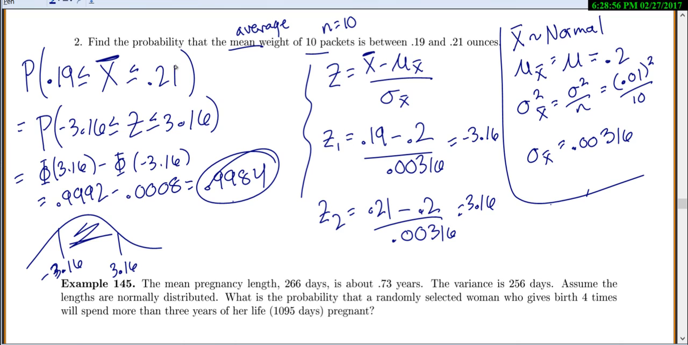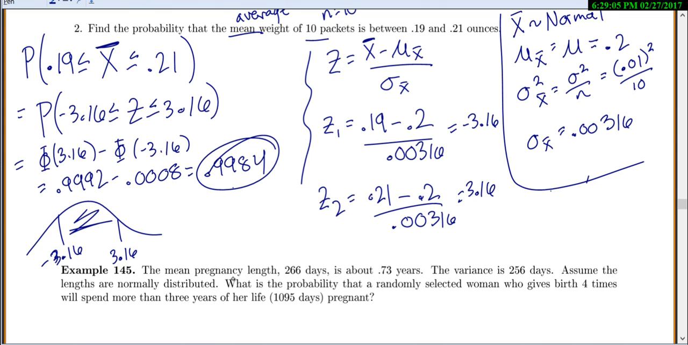And so these two numbers, 0.19 and 0.21, those are close to the mean, and the average is going to be more likely to be close to the mean, so it's more likely to be in between those two numbers, or closer to the mean of 0.2.